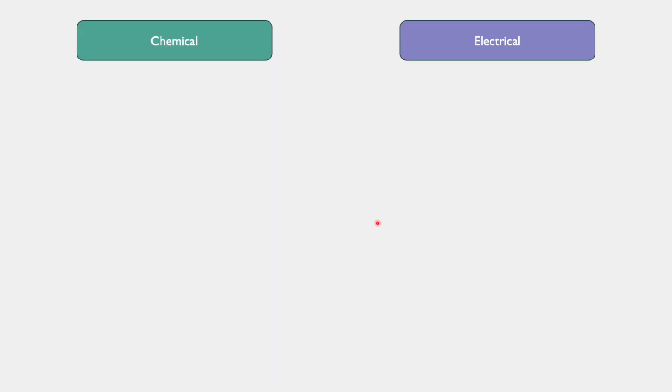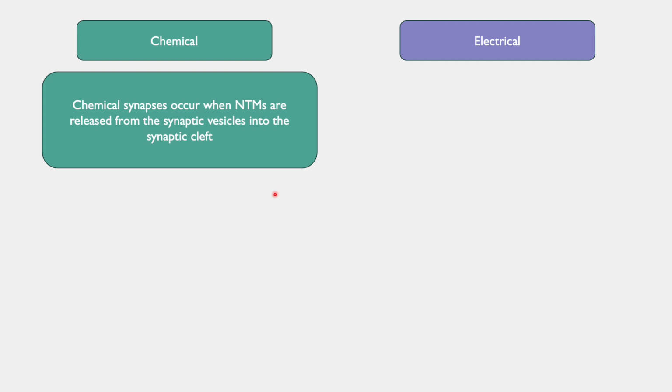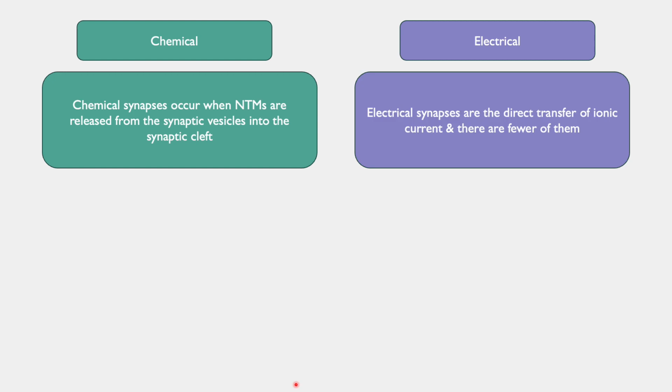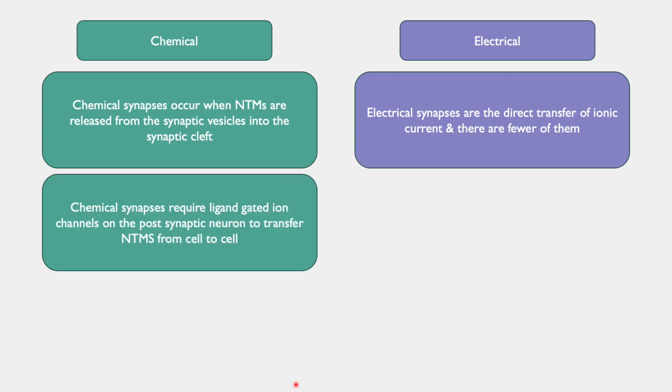Now remember that chemical synapses are actually more unreliable because they run the risk of becoming blocked. Electrical synapses have far less risk of becoming blocked, and if they are, it can lead to detrimental consequences. But I do want you to remember that chemical synapses occur when neurotransmitters are released from the synaptic vesicles into the synaptic cleft, whereas electrical synapses are the direct transfer of ions from the presynaptic neuron to the postsynaptic neuron.